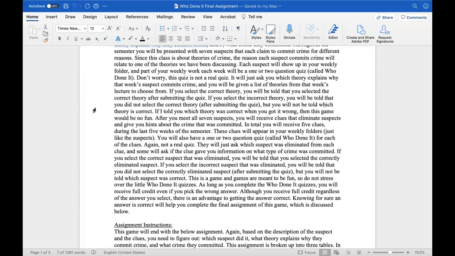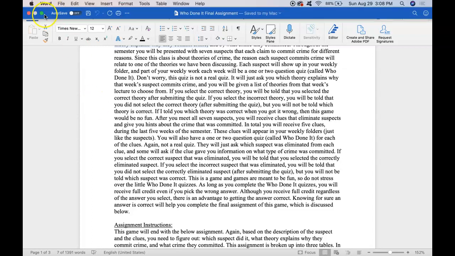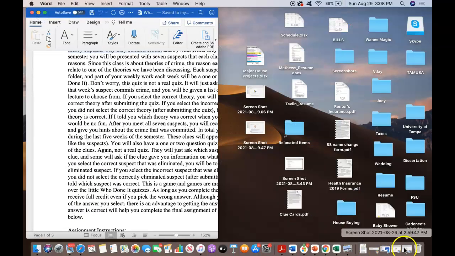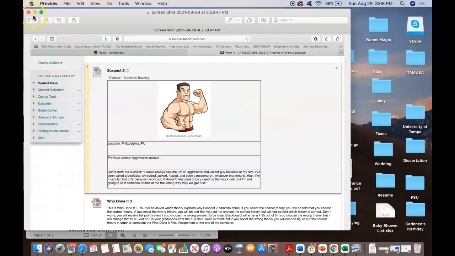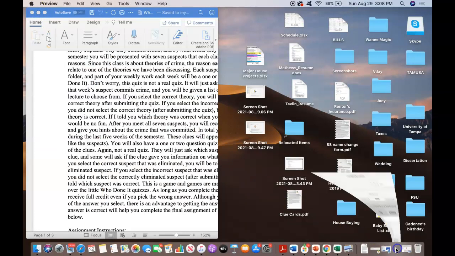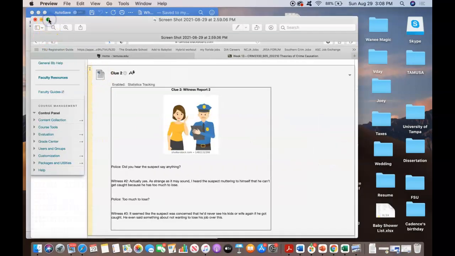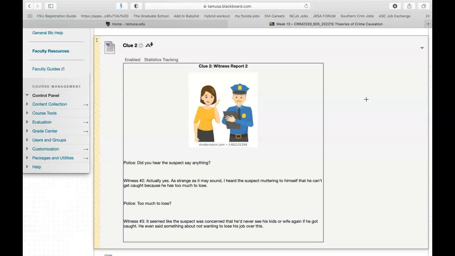Now, the second half of the semester, really towards the last 5 weeks or so, you're going to have clues presented to you. So let me show you what that actually looks like. Oh, no, wrong one, sorry. This one right here. Okay, so during the second half of the semester, the last 5 weeks, you're going to be presented with a clue in your weekly folder.